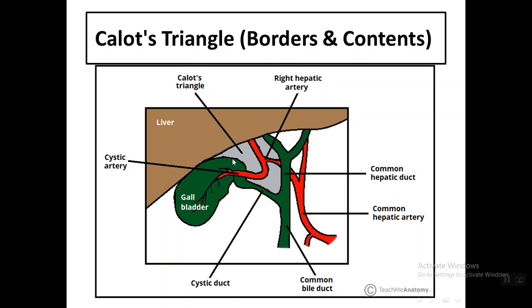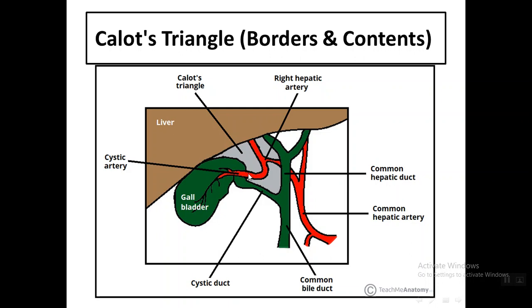Another important landmark here is what we call Calot's triangle. What are the borders and content of this triangle? It is bordered by the inferior surface of the liver, the common hepatic duct, and the cystic duct. It contains the cystic artery and the right hepatic artery. This triangle is important for the surgeon to localize the blood supply of the gallbladder in order to perform ligation during cholecystectomy.